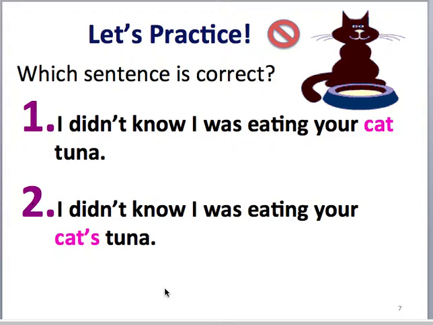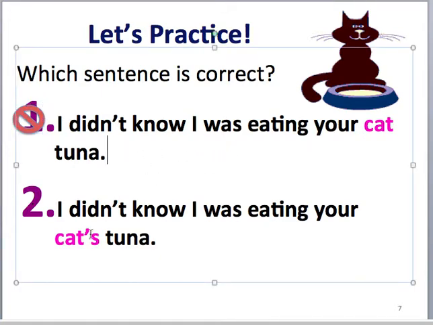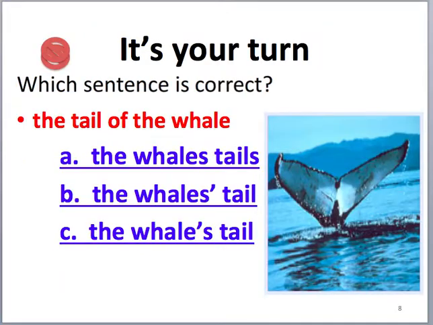MashaAllah, excellent. So it is number 2. So if you said number 1 is incorrect, you are correct. And if you said number 2 is correct, you are absolutely right. So I didn't know I was eating your cat's tuna. So the tuna belongs to the cat. So it is the cat's tuna. Here, this sentence means that I'm eating your cat whose name is Tuna. And that's bizarre, right? So we shouldn't be doing something like that. So it is number 2. Let's go to our next slide.